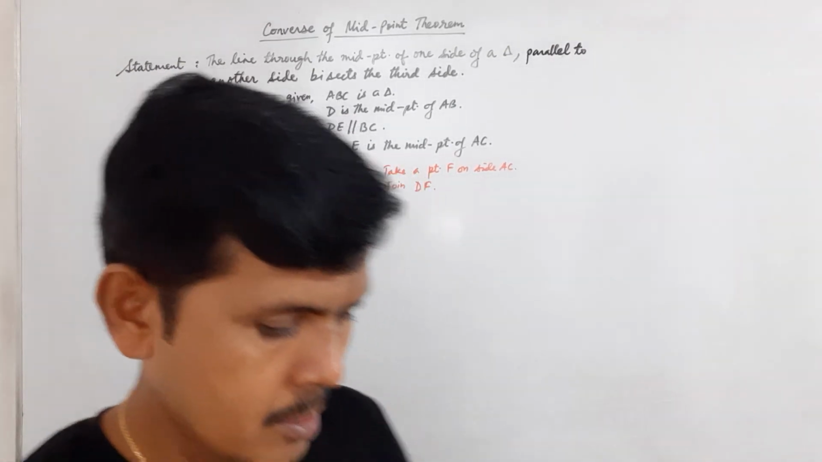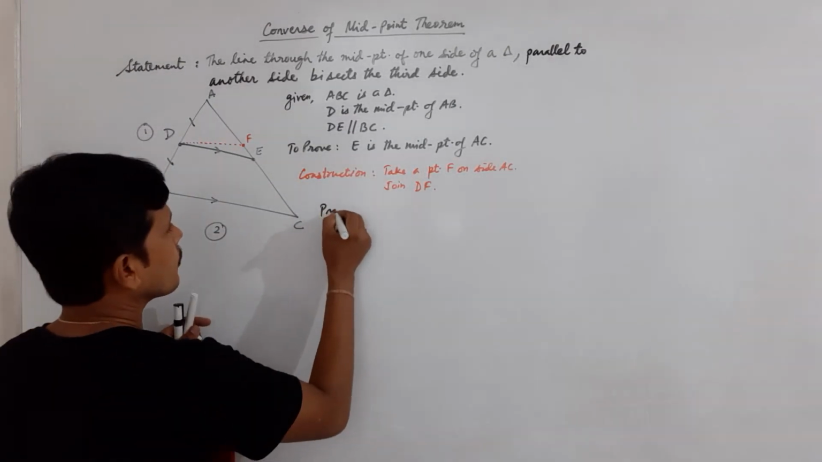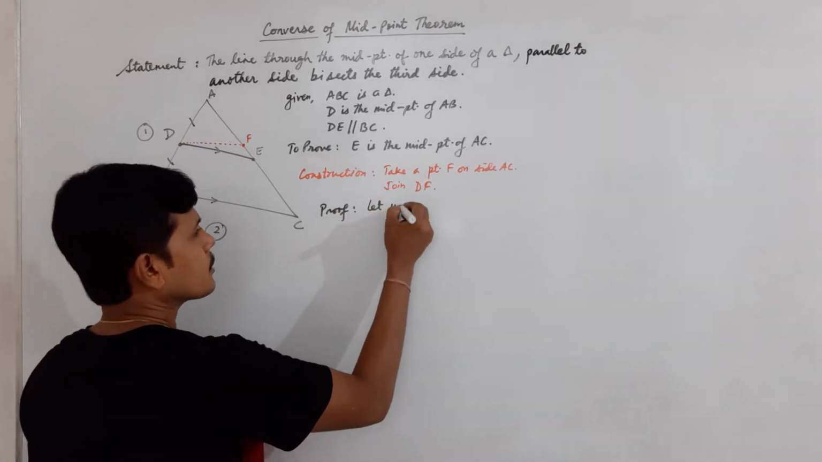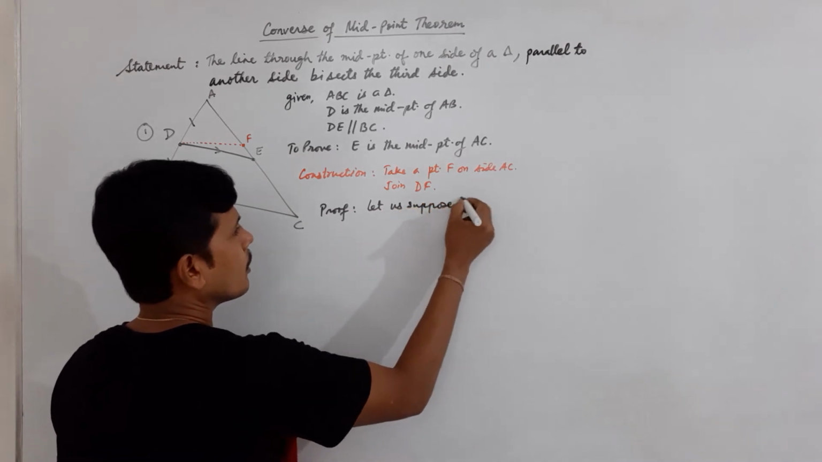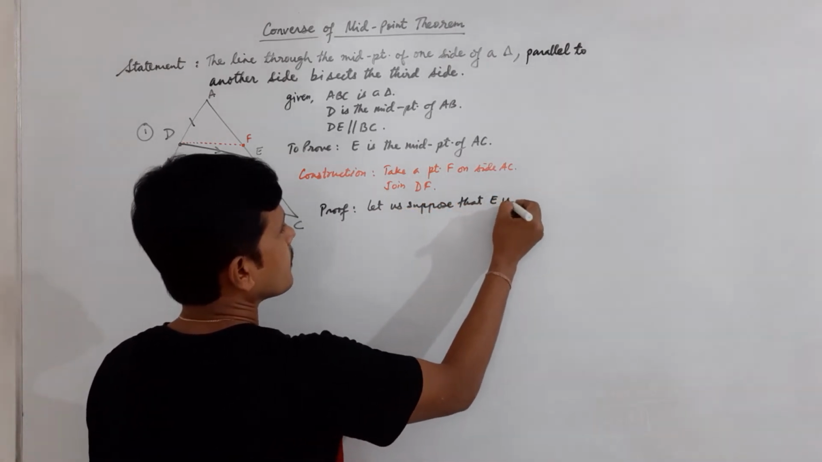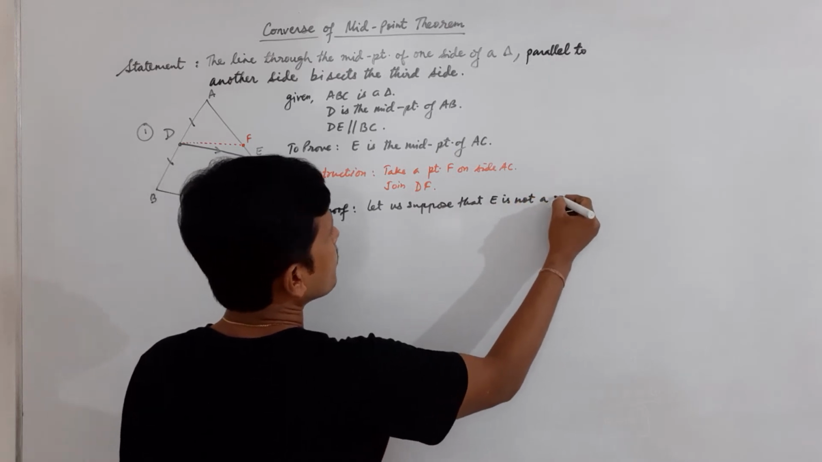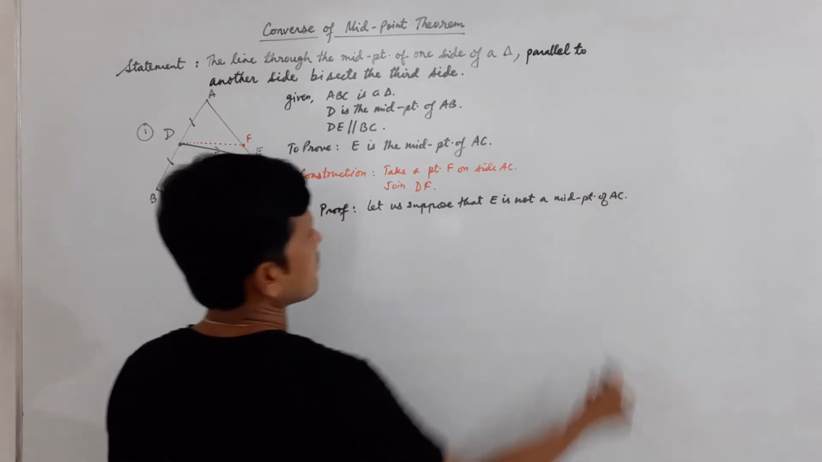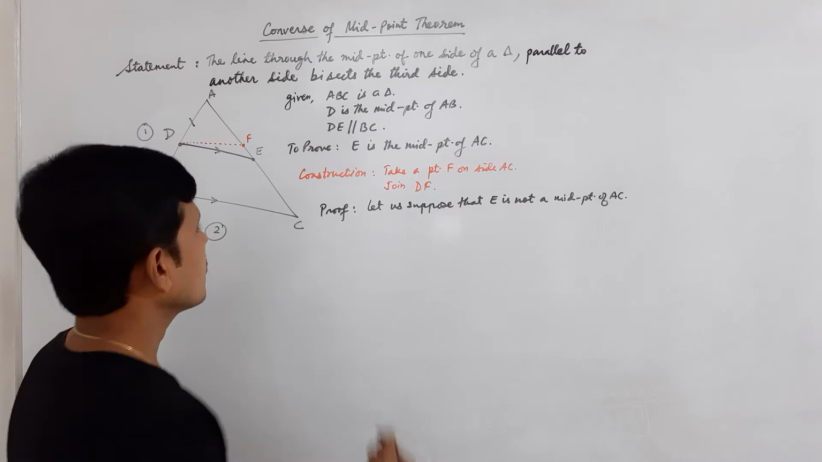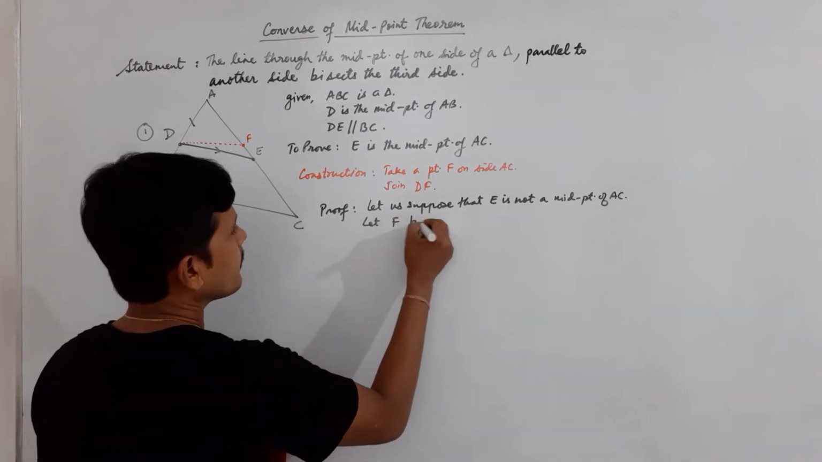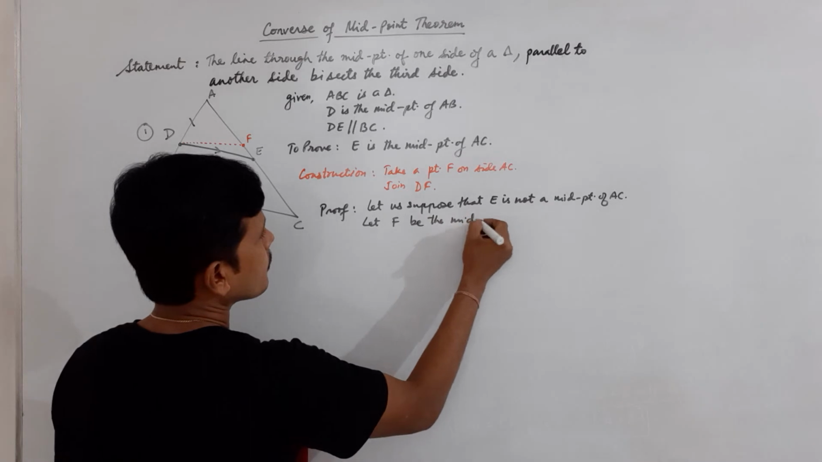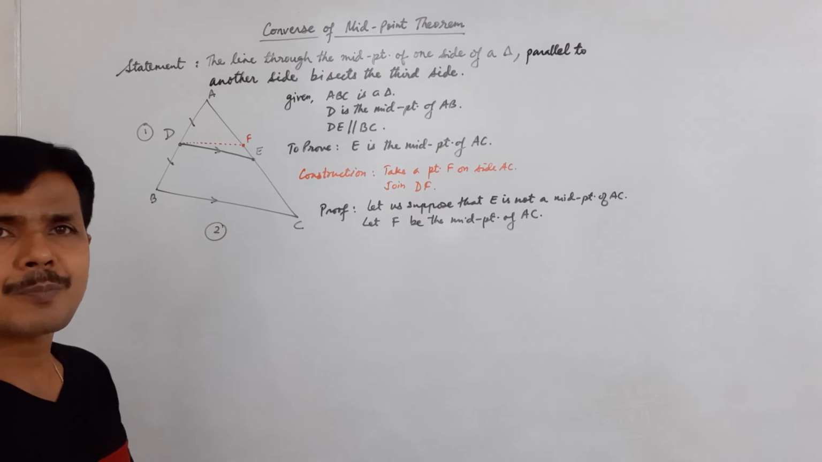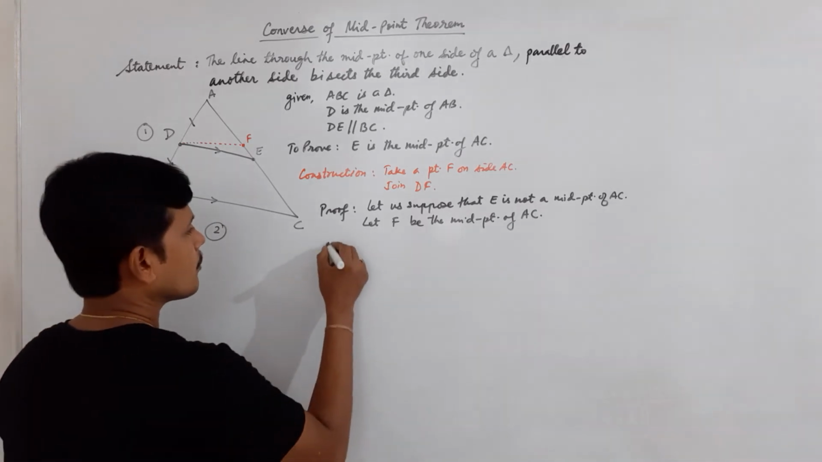Proof. Now see, let us suppose that E is not a midpoint of AC. Let F be the midpoint of AC. Okay? Clear?